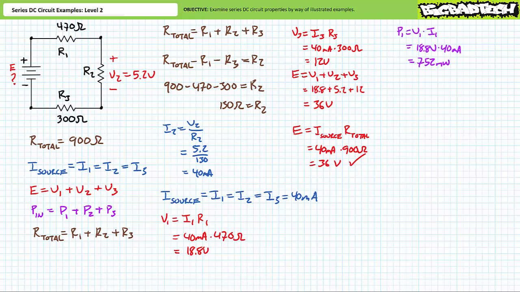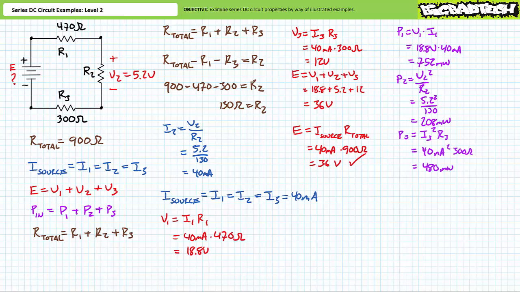Power is equal to voltage times current. P1 equals V1 times I1. Substituting our given values demonstrates R1 is dissipating 752 milliwatts of power. Power is also equal to voltage squared divided by resistance. P2 equals V2 squared divided by R2. Substituting our given values demonstrates R2 is dissipating 208 milliwatts of power.